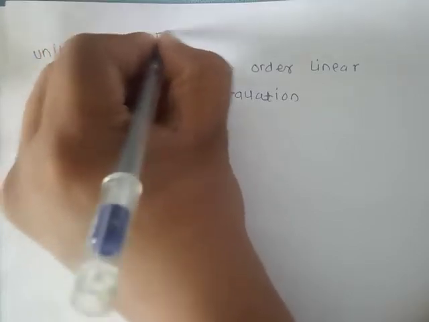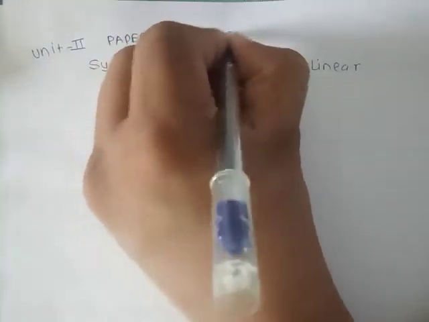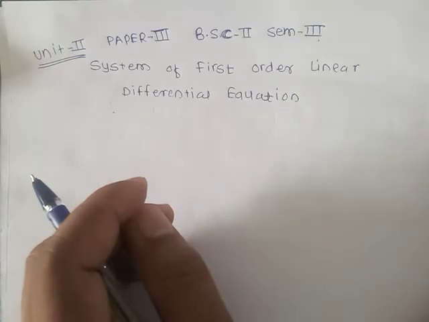थर्ड कुठल्या वर्गाचा आहे B.Sc सेकंड. सेम थर्ड. ठीक आहे, त्याच्यामधला युनिट सेकंड आपण सिस्टम ऑफ फर्स्ट ऑर्डर लिनियर डिफरेंशियल इक्वेशन सुरू करणार आहोत.